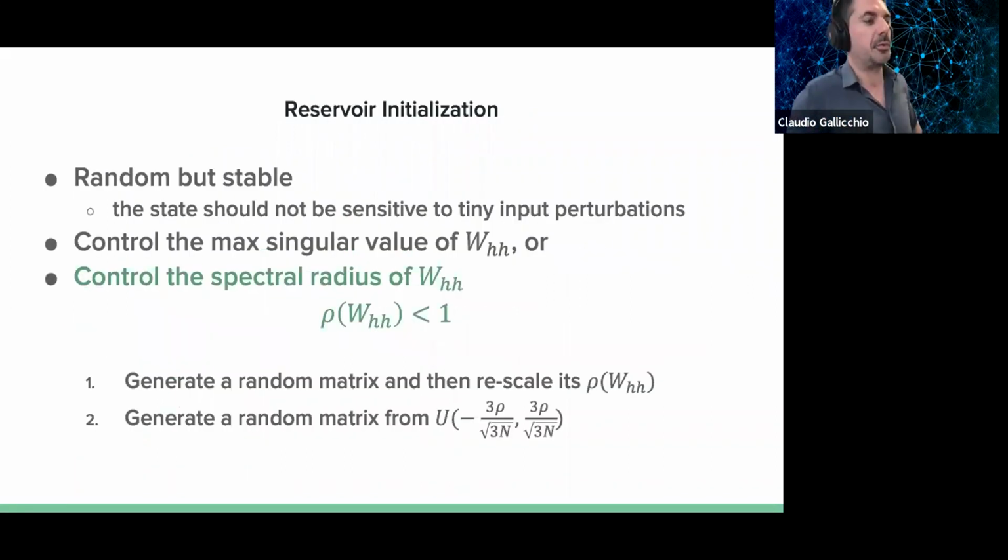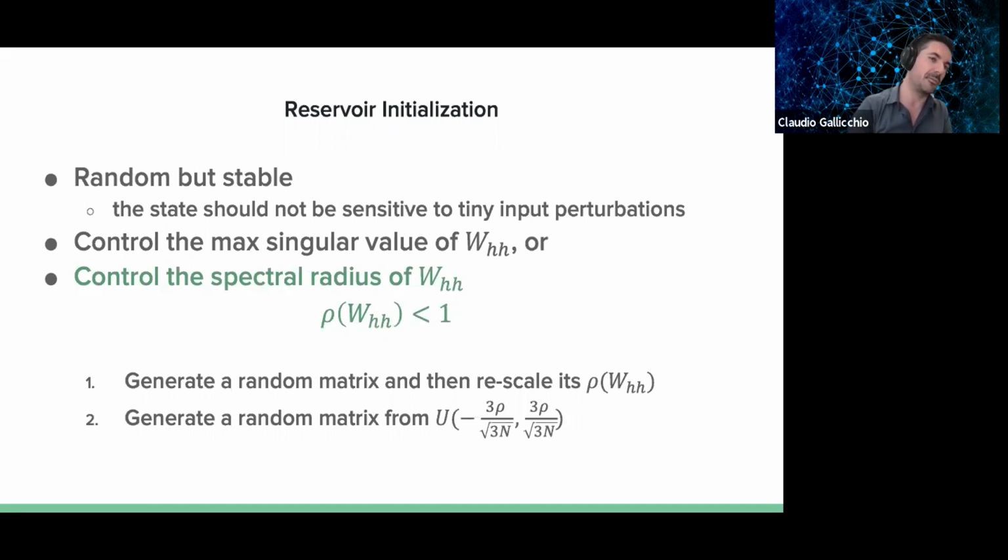Okay, so how to initialize our reservoir. So I said, instead of doing the learning also in the recurrent part, that is the one that makes and determines the problems in recurrent neural networks, instead, I just want to initialize them and use them untrained. So I want a random recurrent hidden layer, but stable. Stable means that the state should not be sensitive to tiny input perturbations. So tiny input perturbations should fade away during the operation of the system. And in order to do so, we go to our dynamical system book, and we study that the function that is implemented by the reservoir is like a dynamical system.